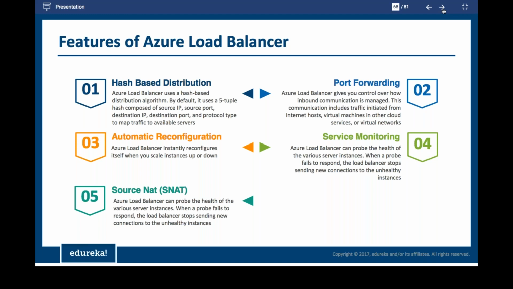Here go the features of the Azure Load Balancer. Hash-based distribution is where you come up with a hash number, and depending on the hash number, it's going to distribute the load between multiple virtual machines, using the source IP, the source port, the destination IP, and the destination port.